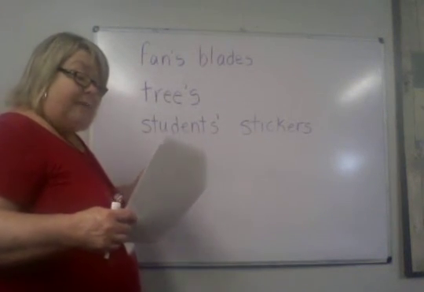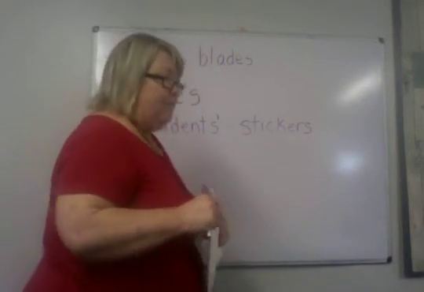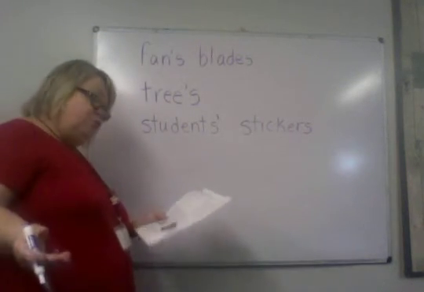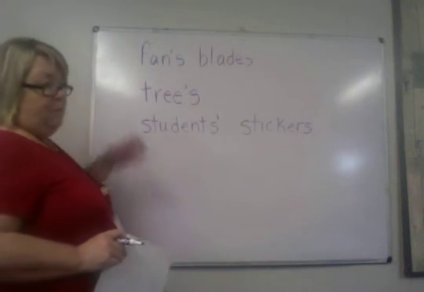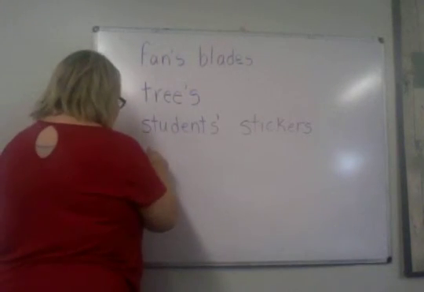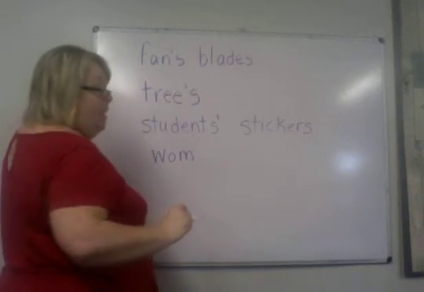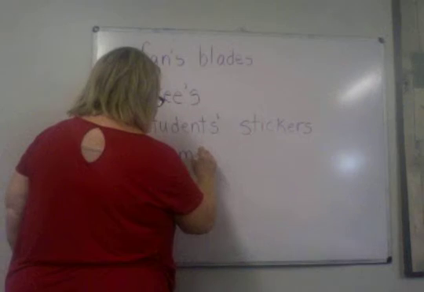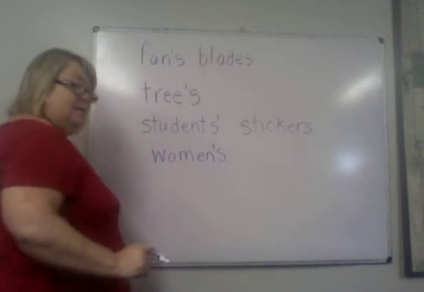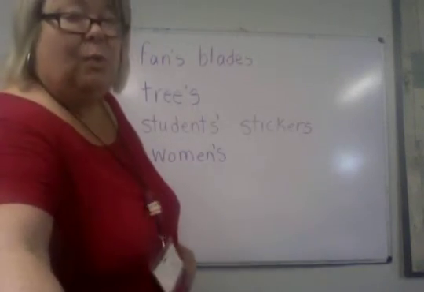But now, if making a word plural does not have an S on the end, we have words like women, men, children. Those are all the plural forms of woman, man, child. So if you had the women's dress, more than one woman, it would be women. That's plural. So apostrophe S, just like we did with the singular, because we didn't end with an S.